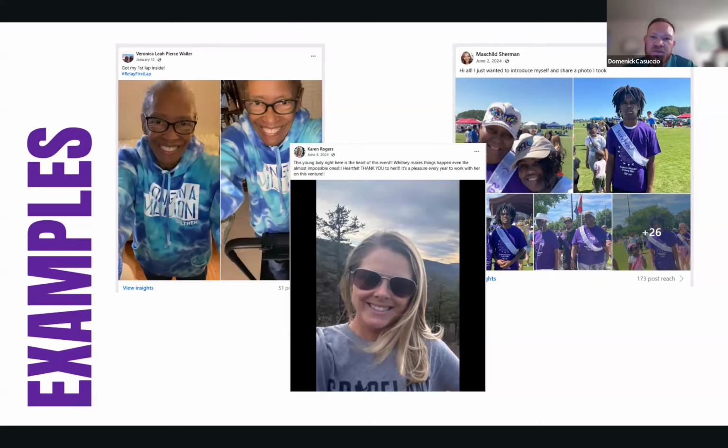And then the other post is someone just introducing themselves to the group and then posting a bunch of photos that they took while they were at Relay for Life and walking the survivor lap. So that's a great, easy thing to share. It reached a lot of people and got a lot of engagement, and everyone was happy to see her photos and to celebrate her survivorship with her within their Facebook group.